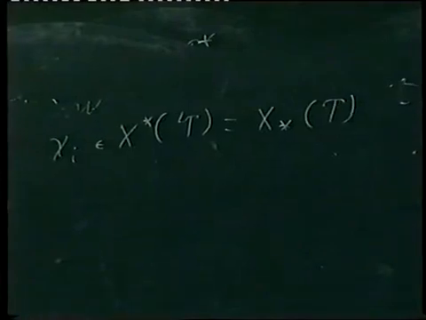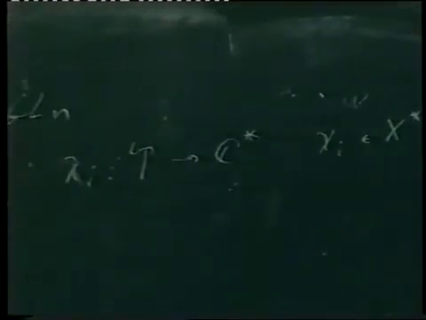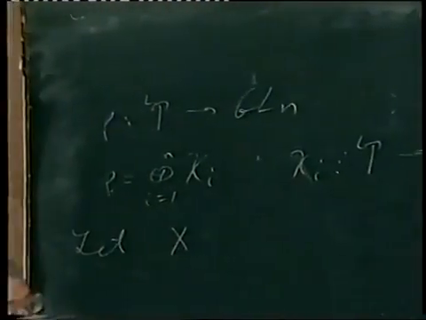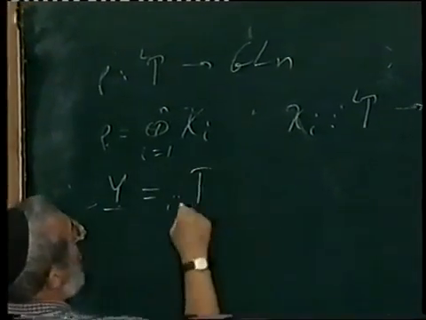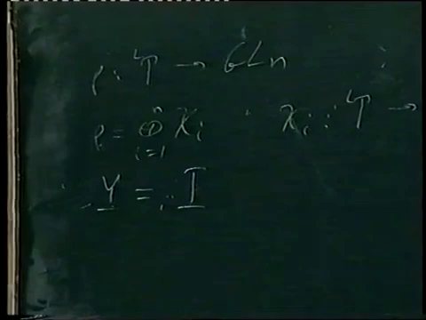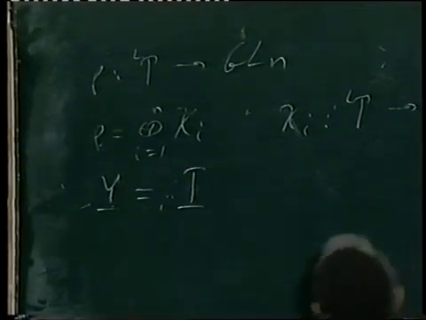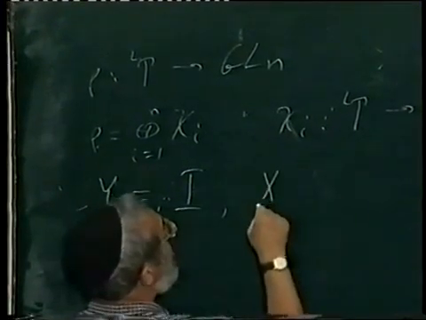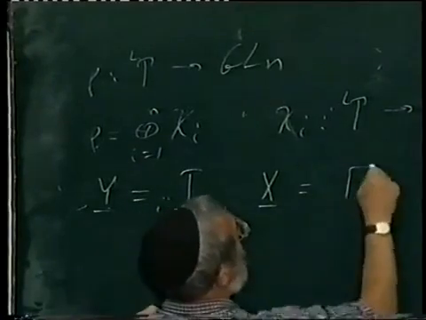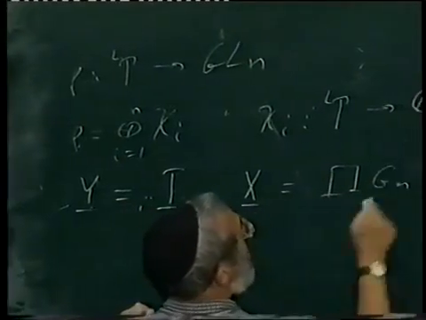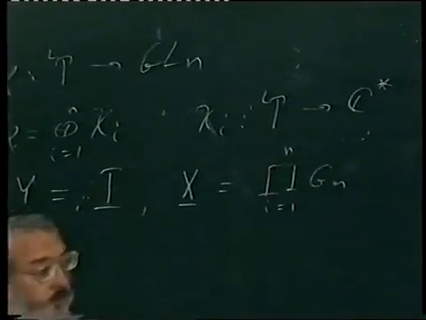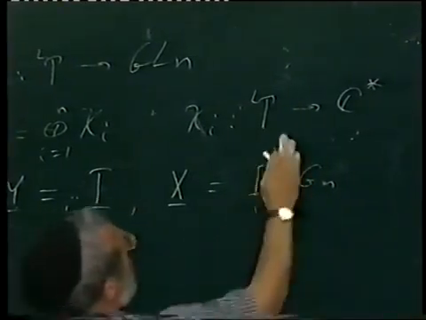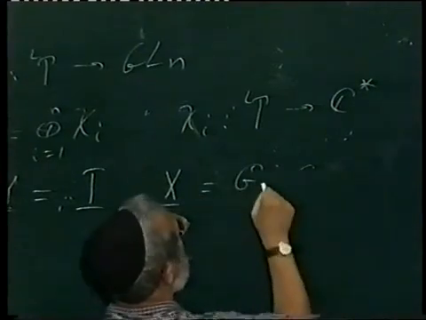Now, let X be what we want to produce. In our case, Y is T. We want to produce an algebraic geometric function on T. So take X to be the product of Gm from I equal 1 to N, or just Gm to the power N.